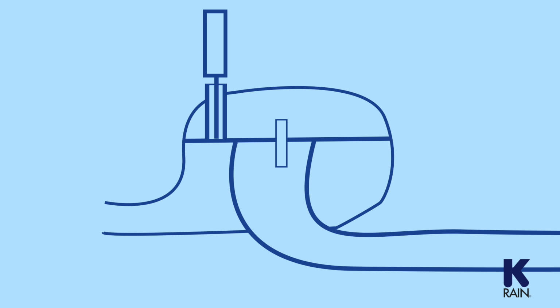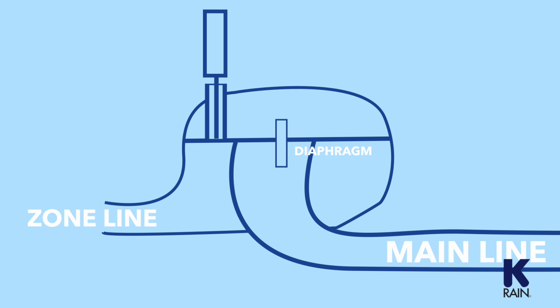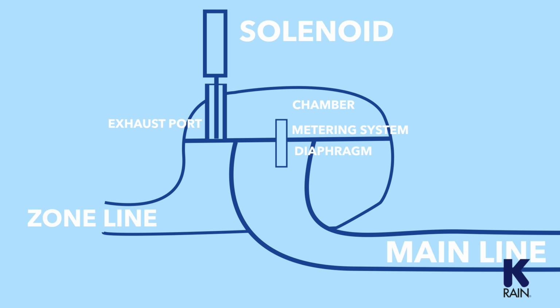The base of the valve has an inlet side that plumbs into the main line, and an outlet side that goes to the zone. There's a rubber diaphragm that separates the inlet and outlet ports in the base from the chambers above it. It has two holes in it. The first is a metering system that allows water from the main line to pass through the diaphragm and fill the chamber above the diaphragm. The second is an exhaust port that allows water to flow out of the chamber above the diaphragm and into the zone line. The solenoid screws onto the valve.